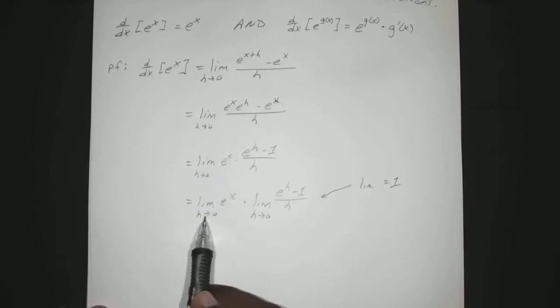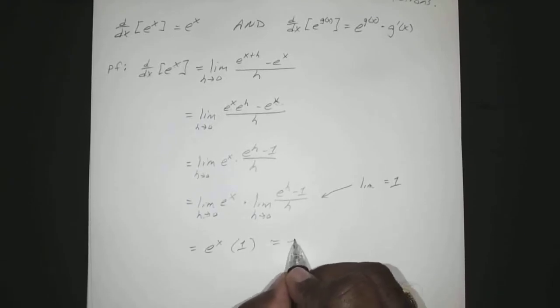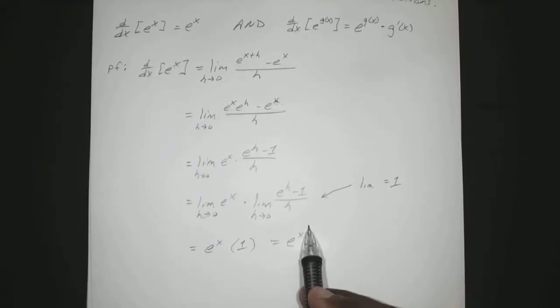So here, if we use direct substitution, the limit of e to the x, if you plug in h, there is no h to equal 0, so that just equals e to the x. And actually, you can solve this also using L'Hopital's rule, but we haven't gotten there yet, so that's why we couldn't quite do it that way.